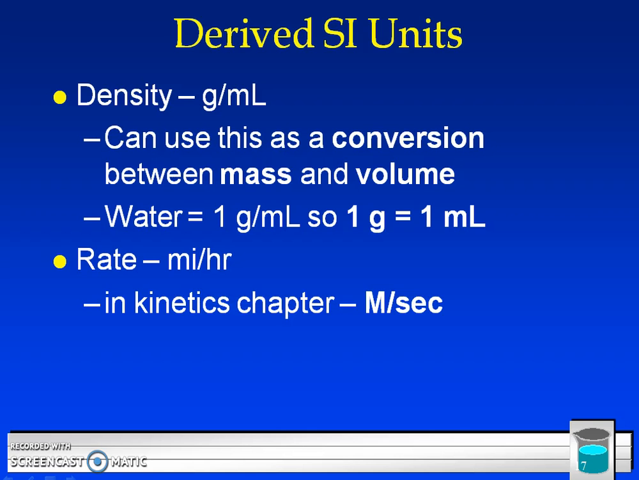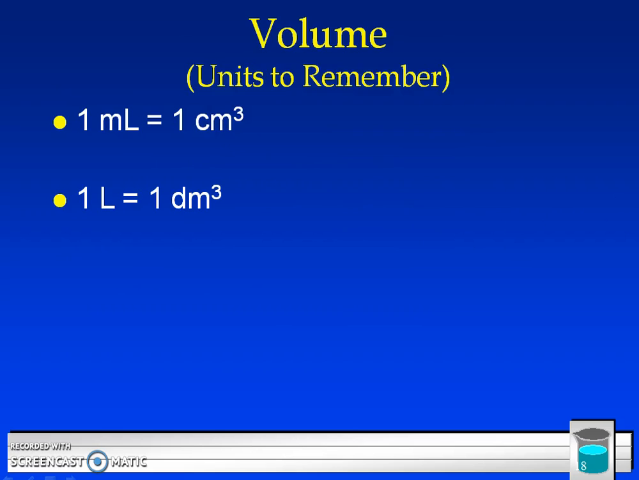So an SI derived unit is just a unit that has two or multiple units together. We can say density is grams per milliliter. For water, and this is something you might want to keep in the back of your head because it's going to be very useful, water's density is 1 gram per milliliter. So every time we mass out 1 gram of water, we really have 1 milliliter, or vice versa. That's going to come in handy.